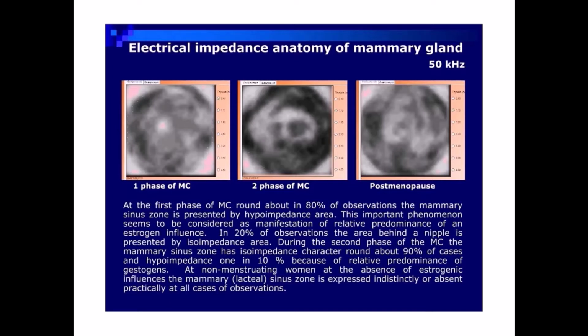During the second phase of the MC the mammary sinus zone has isoimpedance character in round about 90% of cases, and hypoimpedance in 10% because of relative predominance of gestagens. At non-menstruating women, at the absence of estrogenic influences, the mammary, lacteal, sinus zone is expressed indistinctly or is practically absent in all cases of observations.